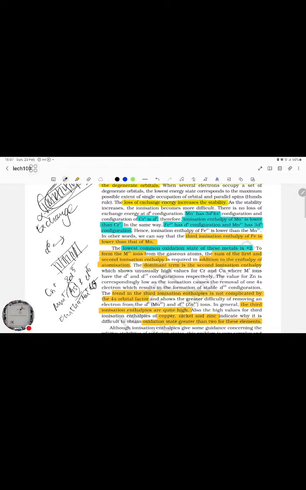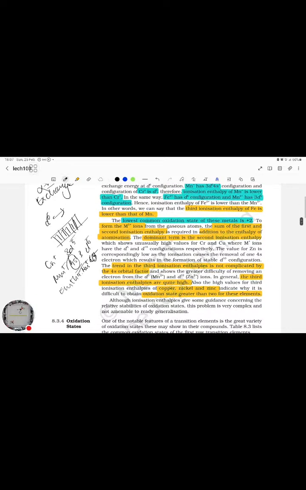In the same way, Fe2 plus has d6 configuration and Mn2 plus has d5 configuration. So the ionization enthalpy of Fe2 plus is going to be lower than manganese. In other words, we can say that the third ionization enthalpy of iron is lower than that of manganese. So the lowest common oxidation state of these metals is 2. The lowest common oxidation state will generally give up 2 electrons at any cost.